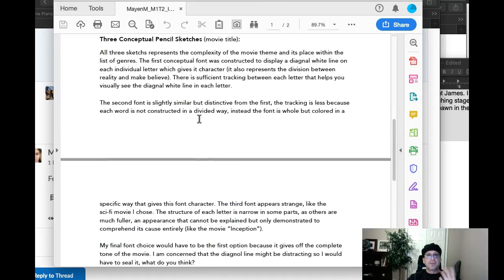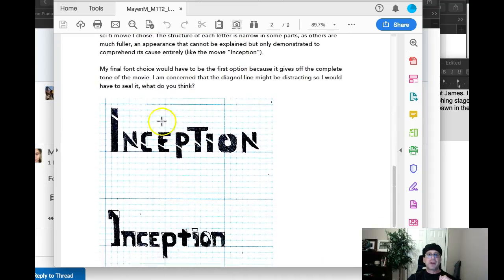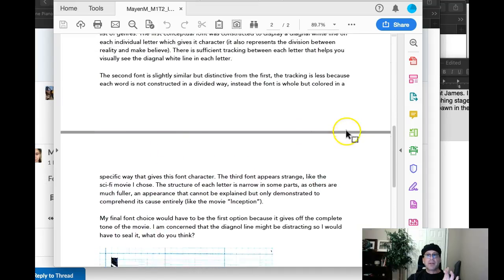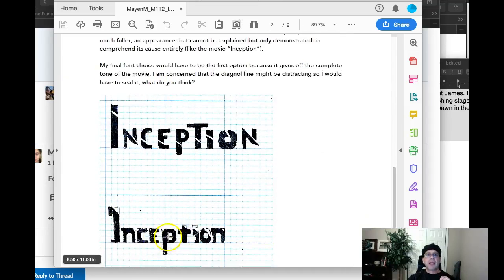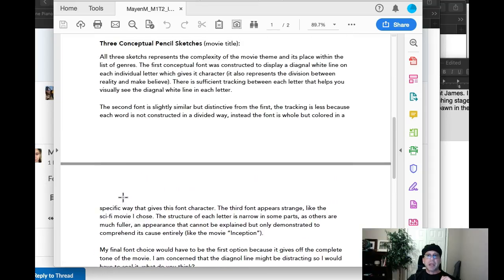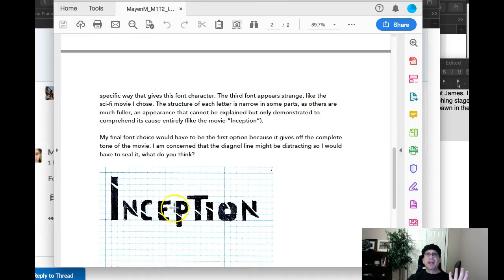I think the first sketch has a really solid concept and a lot of structure to it, and it manifests itself quite nicely, I've got to say, in the typeface itself. So I thought that was fantastic. The second description seems to be that you're following the same concept as the first, by this line of separation or this line of demarcation, which represents the division between reality and make believe, and that's cool too.